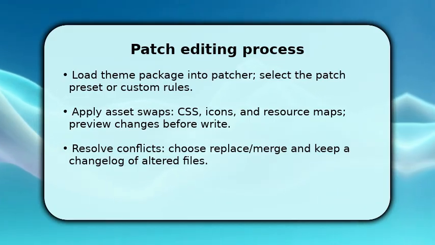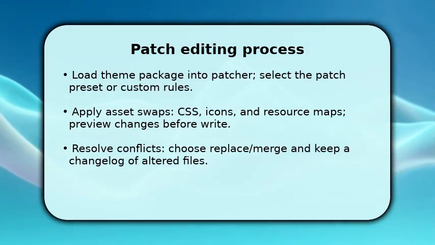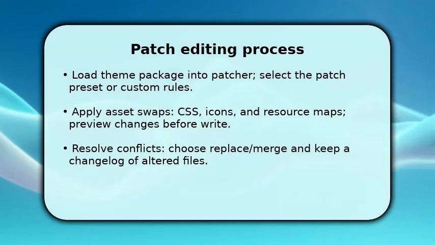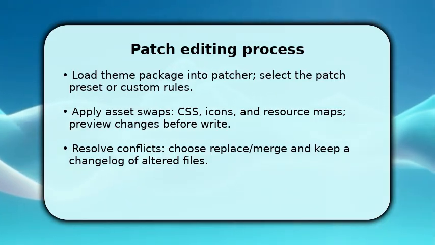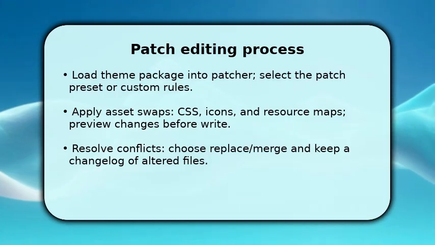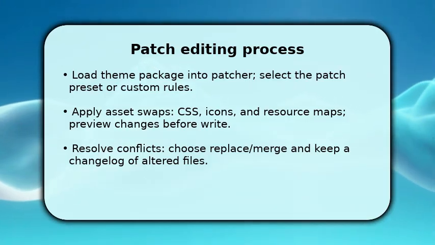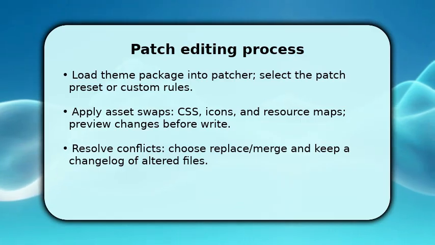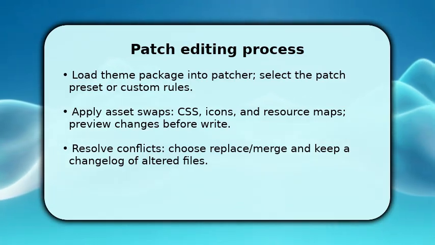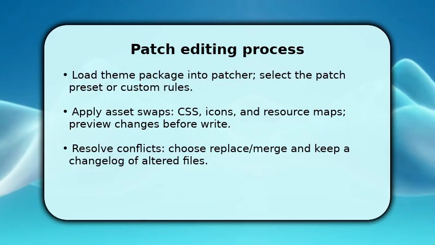Then apply asset swaps, CSS, icon sprites, and resource maps, using the preview window to inspect visual diffs before writing. When the patcher detects conflicts, decide to replace or merge. Make sure to keep a changelog of changed files. This way you can revert single assets without restoring the entire backup.